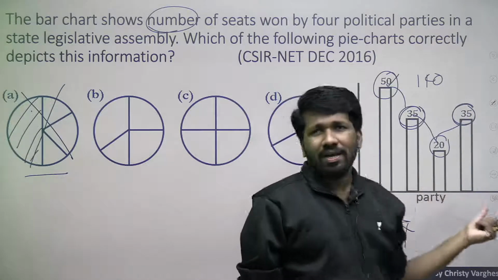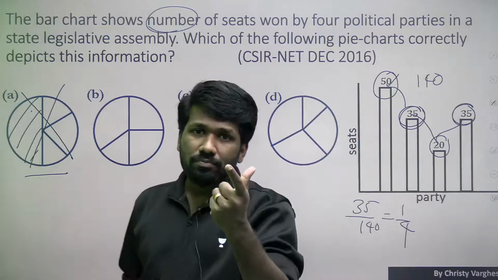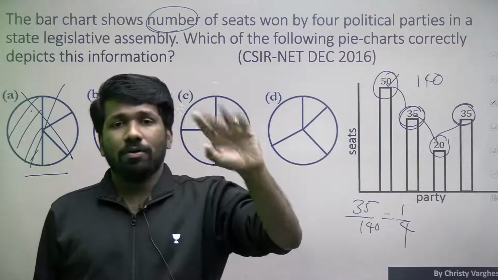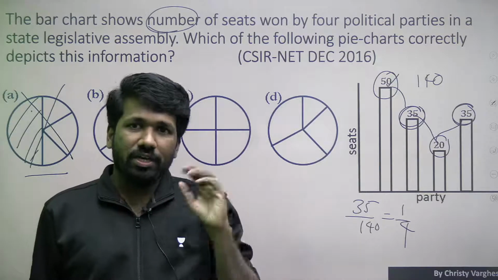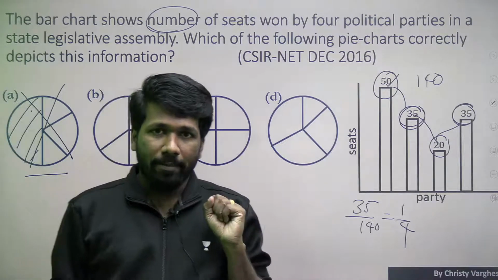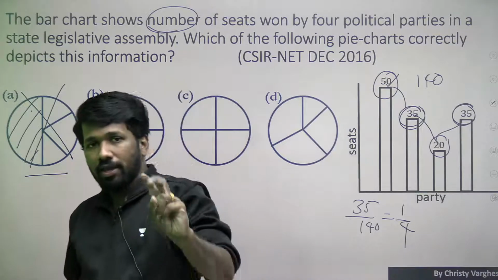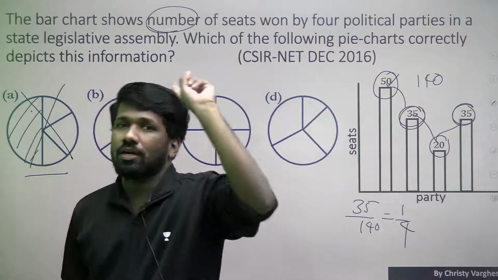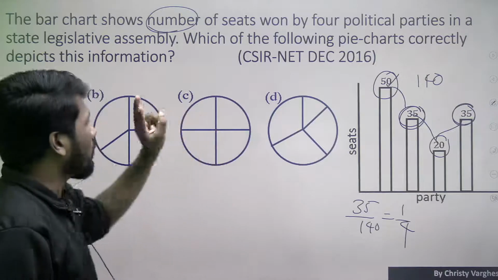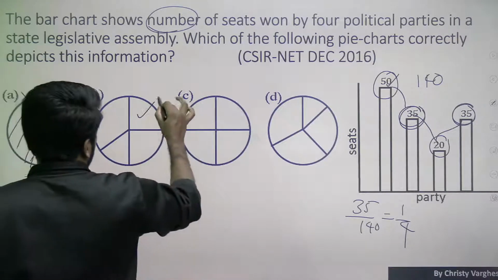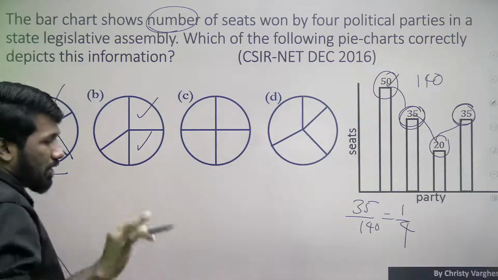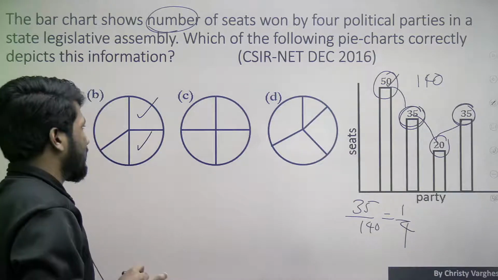मतलब ऐसा दो parties होना चाहिए, 1/4 of the total share secure किया हुआ. मतलब pie chart में ऐसा दो quarter circles होना चाहिए ना. दो क्वार्टर सर्कल वाला ऑप्शन सिर्फ ऑप्शन बी है. This is the shortcut and faster way of doing it.